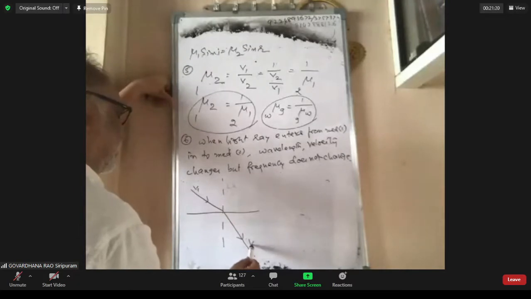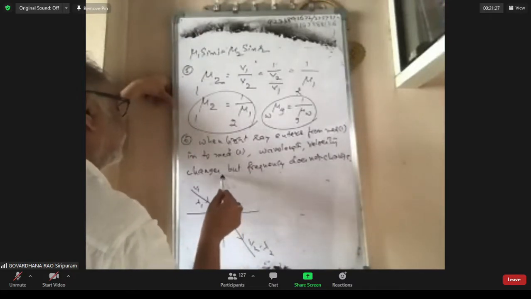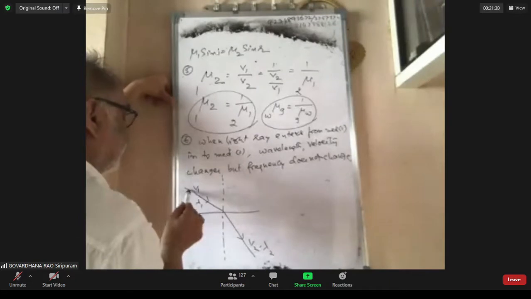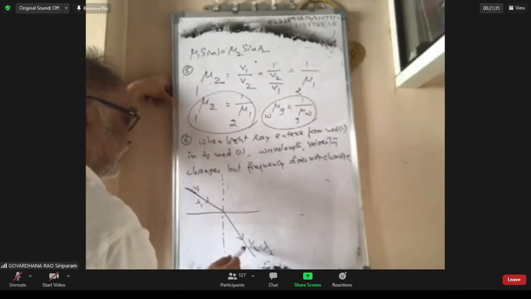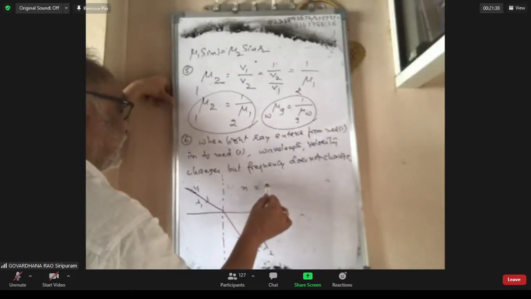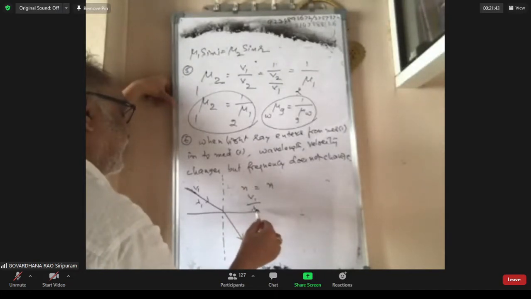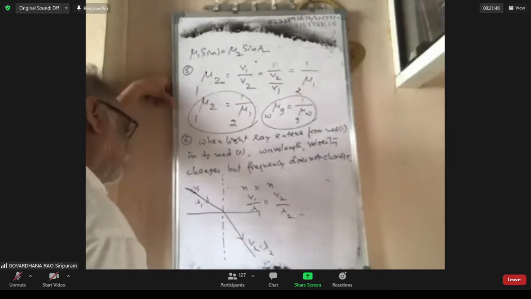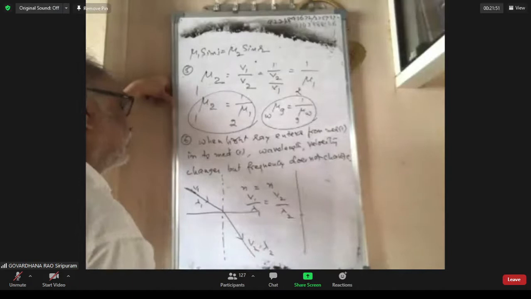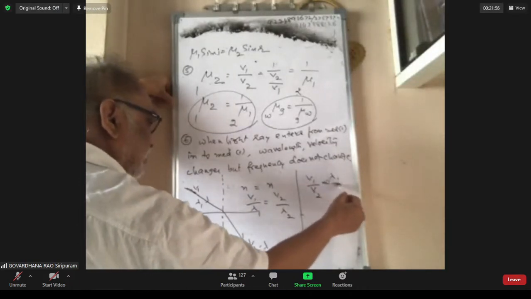Velocity V1 here and V2 here, wavelength lambda 1 here and lambda 2 here. So what is the frequency? Frequency in medium 1 is V by lambda. Therefore V1 by V2 is equal to lambda 1 by lambda 2.